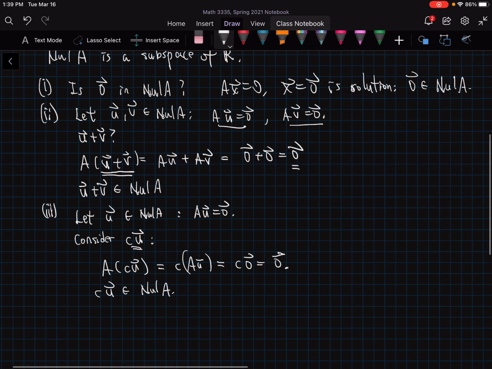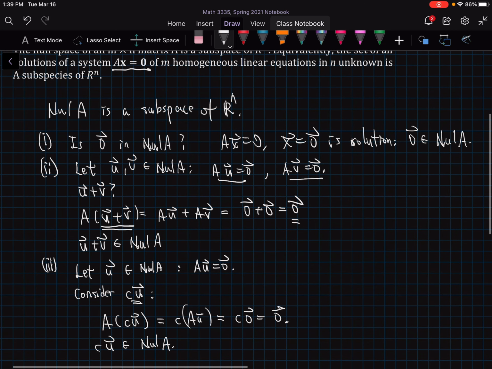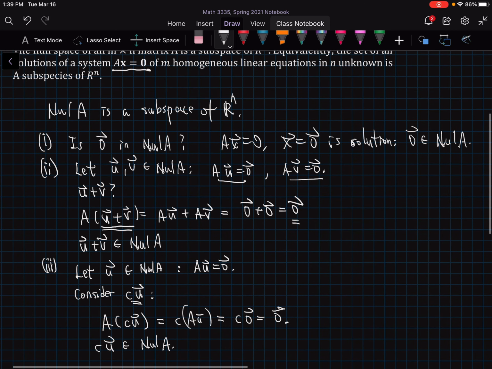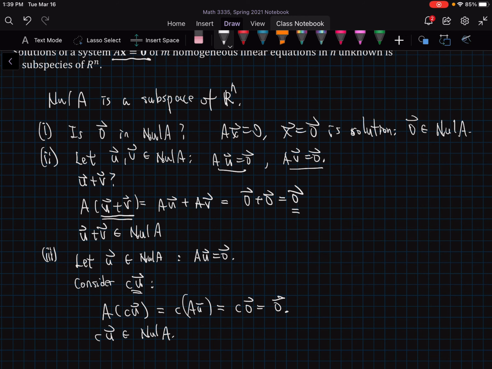So the null space of A qualifies for all three requirements of being a subspace. Number one, 0 is in there. Number two, the sum of elements in the set is still an element in the set. Finally, multiplying an element from the set by a scalar is still an element of the set. Therefore, it qualifies.